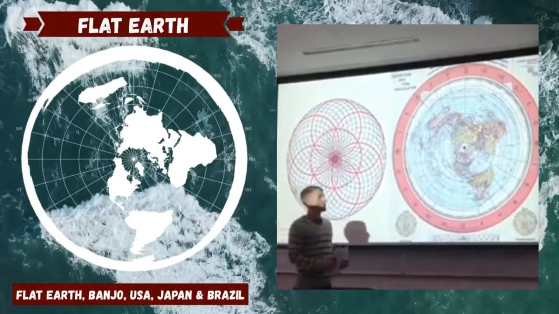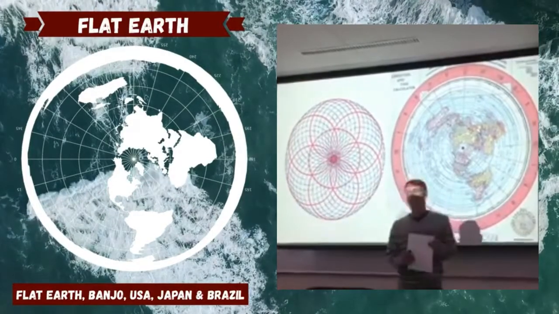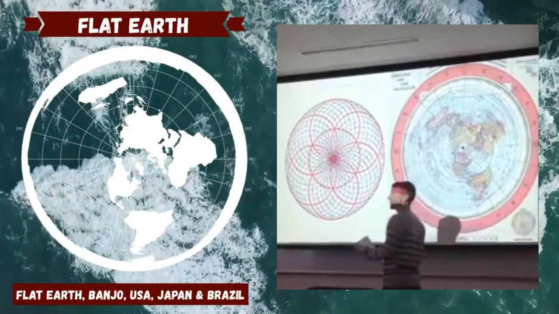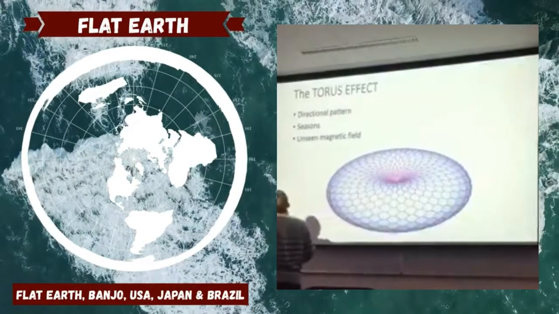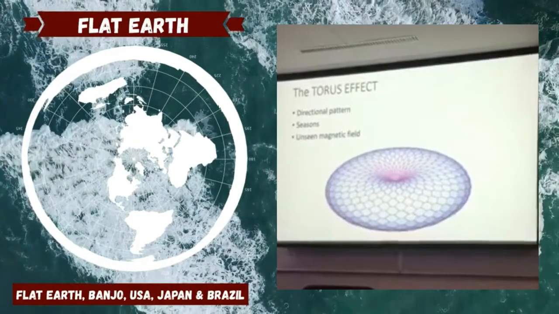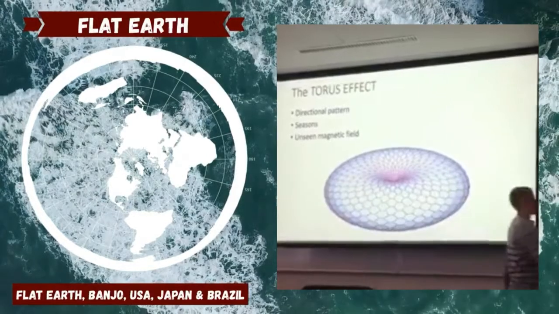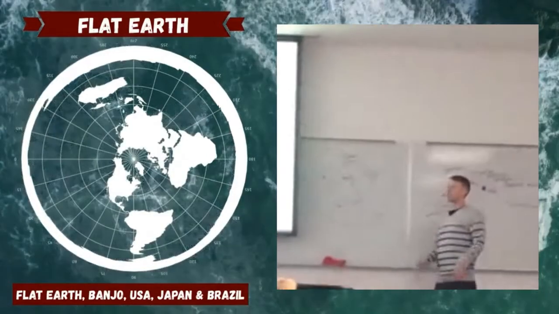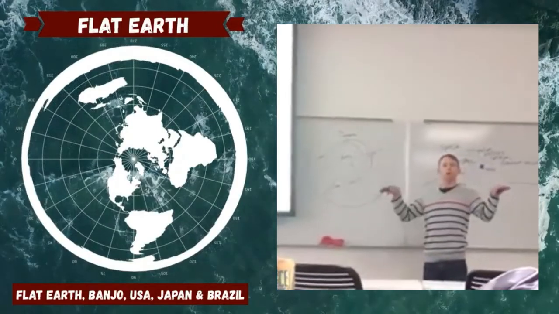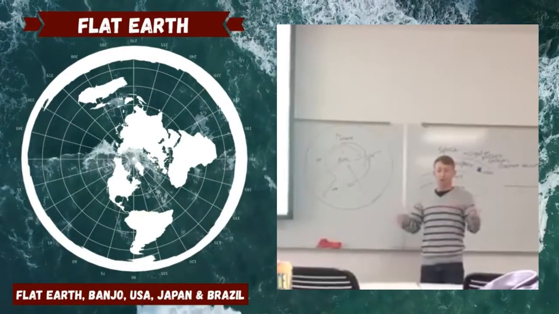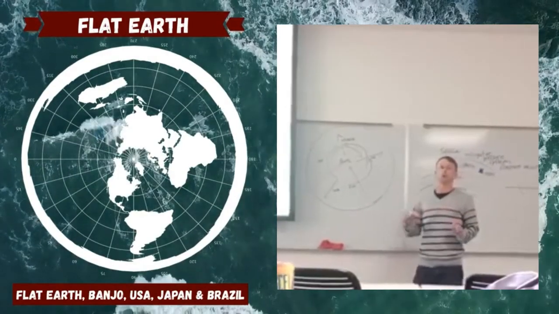But have you guys ever heard of the torus effect? Nobody has ever heard of the torus effect in here? No. I'll explain the directional pattern right now. It'll make it easier for you guys to understand this map. In this map, it's going to be a stationary plane. When the Earth is stationary, the sun, moon, and stars all wrap around us.